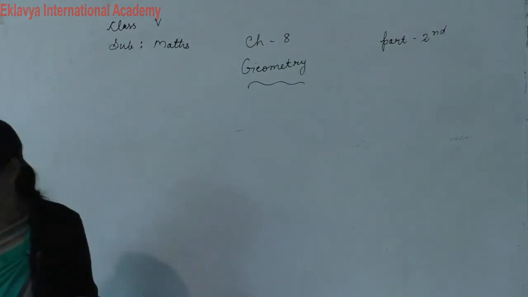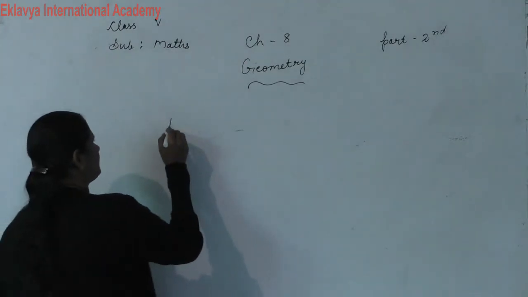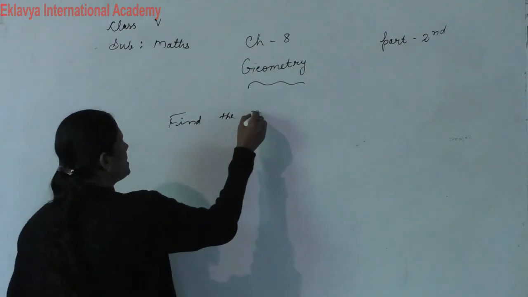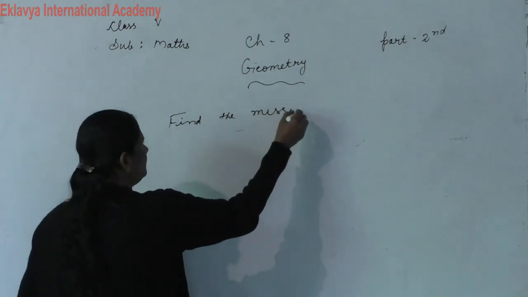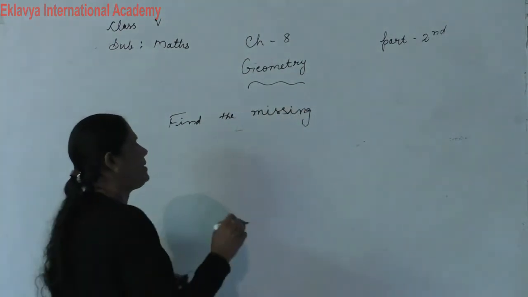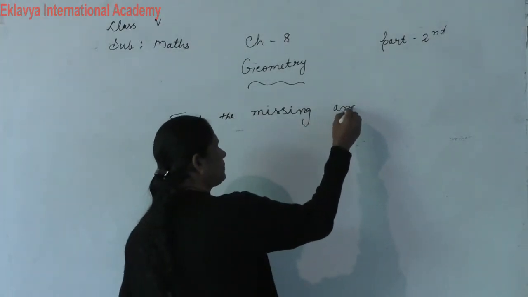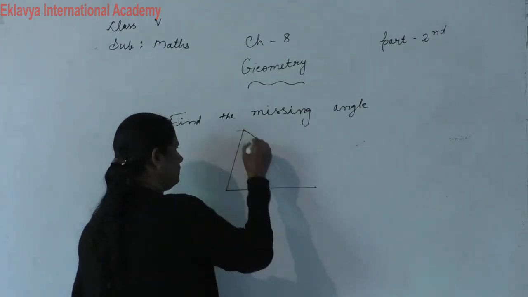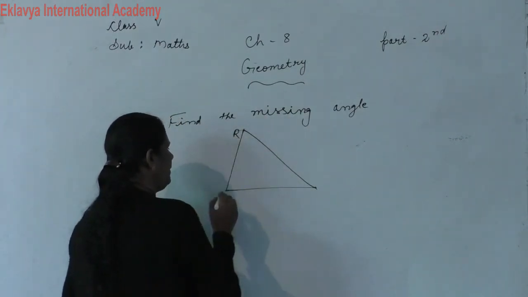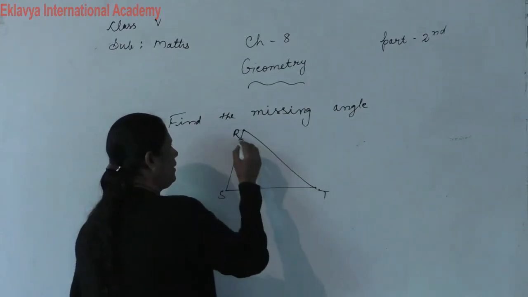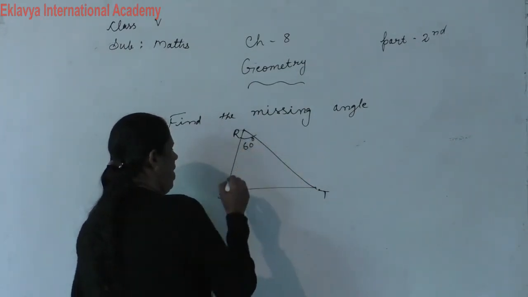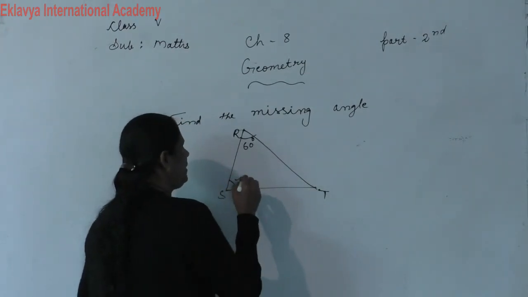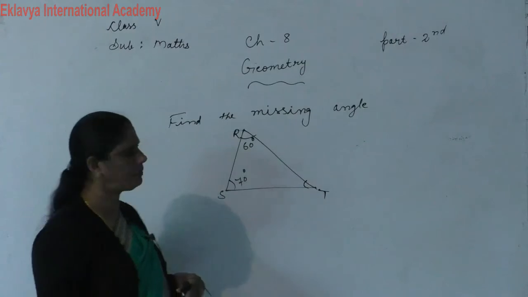Find the missing angle. Triangle R, S, T. Here 60 degrees, here 70 degrees, here blank.